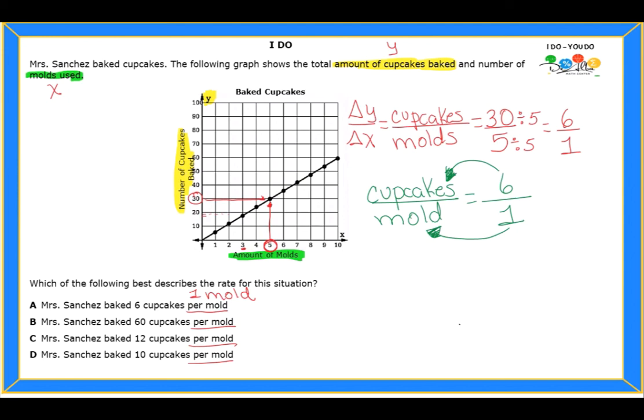So it's very important that you write labels for this problem. Okay? So look at the answer choices. Which one helps you to match that? Yes. The only answer choice that matches that is letter A.